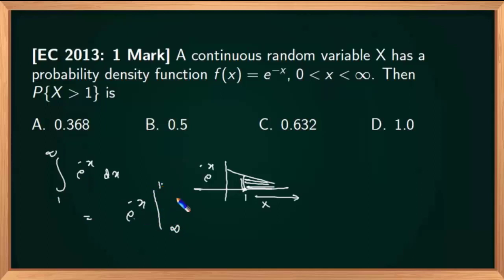I apply the upper limit, e raised to minus 1, minus e raised to minus infinity, which is 0. So my answer will be e raised to minus 1, or rather it is 1 by e, which is nothing but 0.368. So my answer will be 0.368.